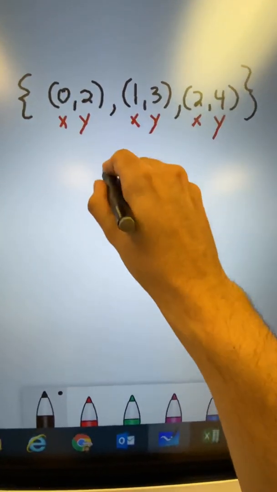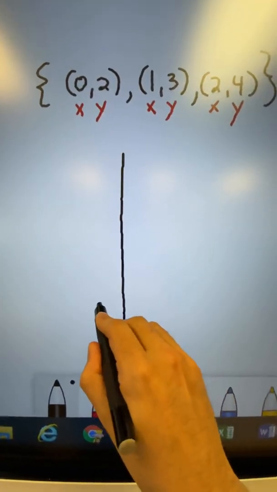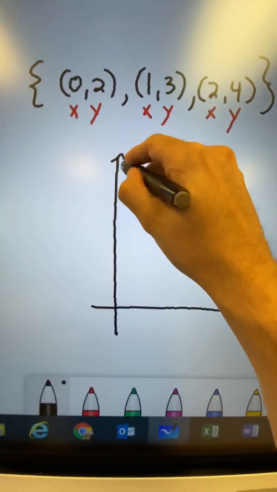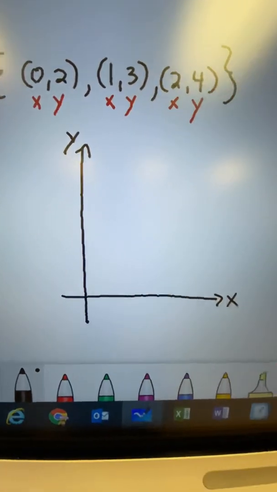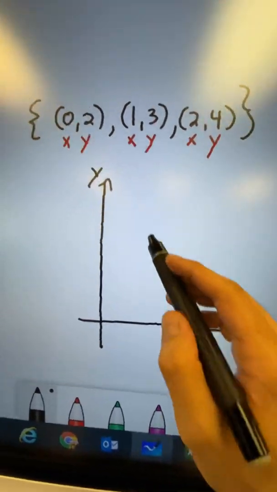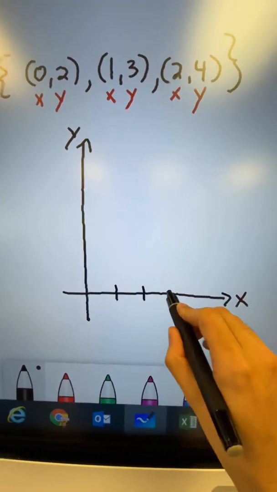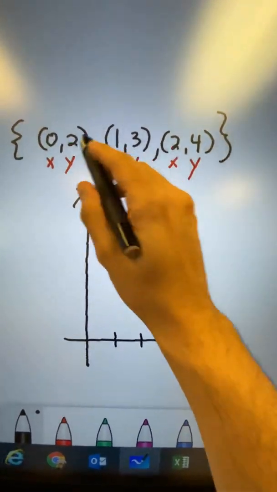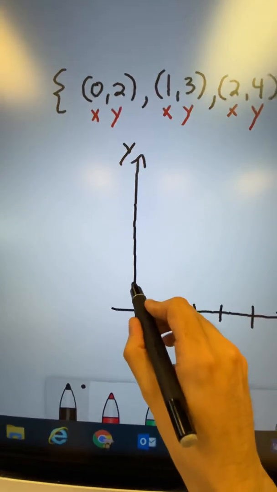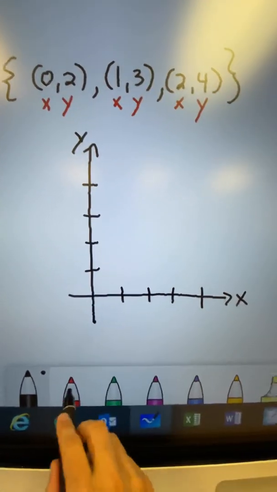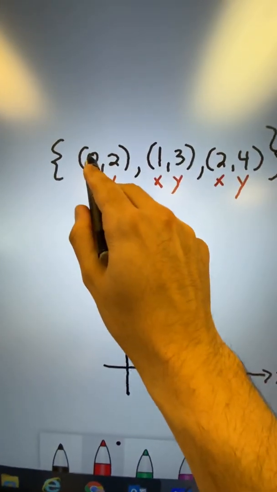The next way we can show these ordered pairs or this relation is using an XY axis or the coordinate plane. I'm just going to put some numbers so I can see my X values go up to 2, and then my Y values go up to 4. I'm making sure I have enough spacing here. Now I'm going to plot the points.